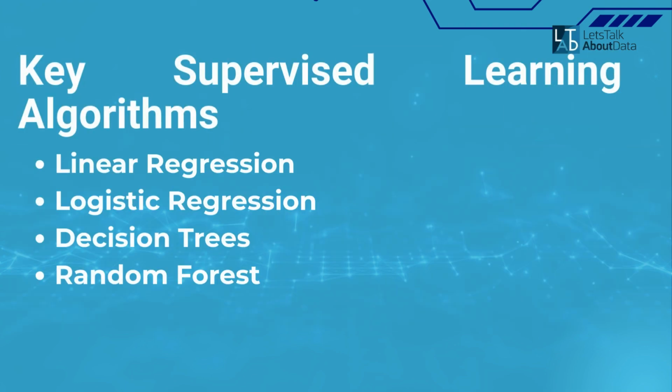Key supervised learning algorithms. 1. Linear regression. Simple yet powerful for predicting numeric values. 2. Logistic regression. For binary classification, spam or not spam. 3. Decision trees. Tree-like structure for decision-making. 4. Random forest. Ensemble of decision trees.